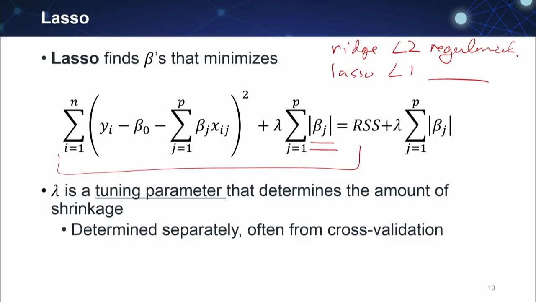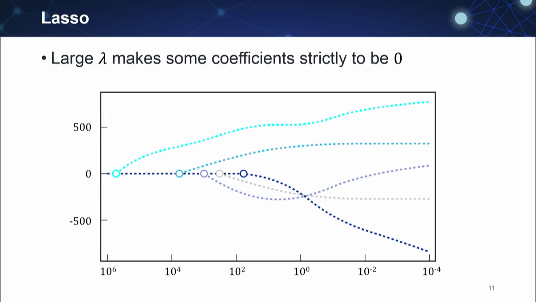Let's see this property. Let's see how a coefficient changes as lambda changes. When lambda is low, the coefficient can be large. It can have any value it wants, right? It can have any value that minimizes this RSS. But as lambda increases, the coefficients get close to 0.